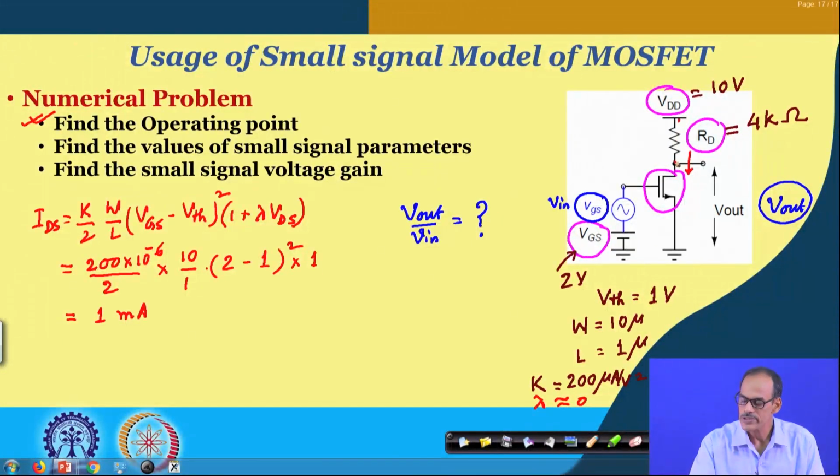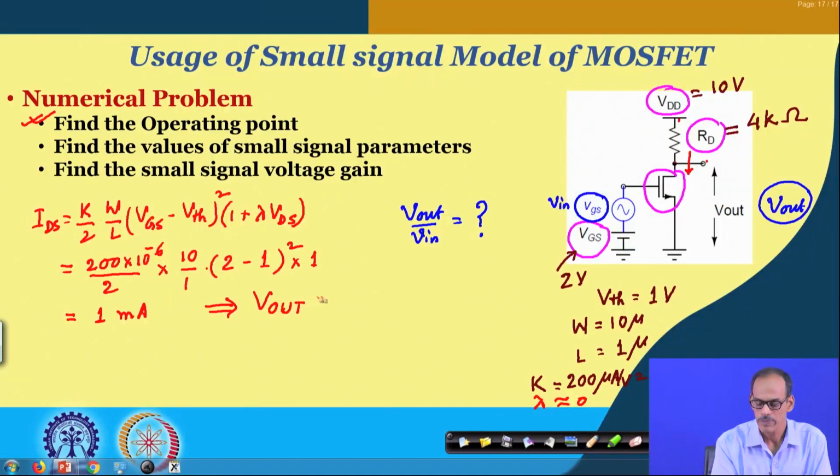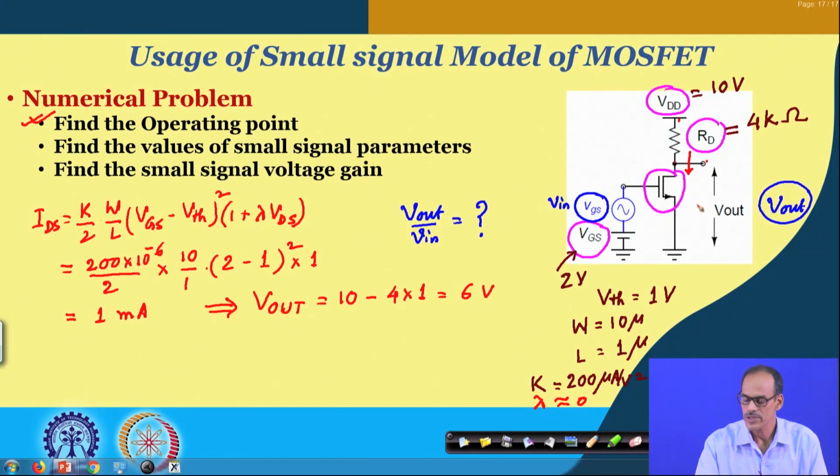So, the drop across this resistance is 4 volt. From that we can say that the capital V out is 10 volt minus 4 into 1. So, that is 6 volt V out, the VDS is 6 volt. Now, we can verify whether the device is in saturation region or not. We do have 2 volt here, we do have 6 volt here. Obviously, the device is having pinch off happening at the drain end. So, the device is in saturation.